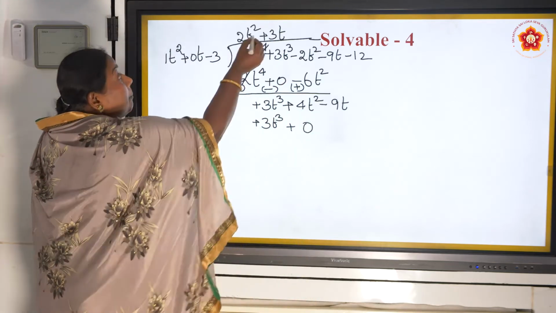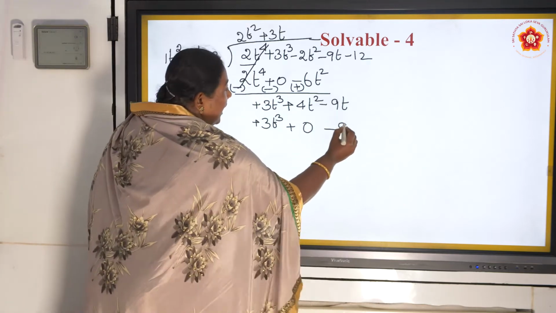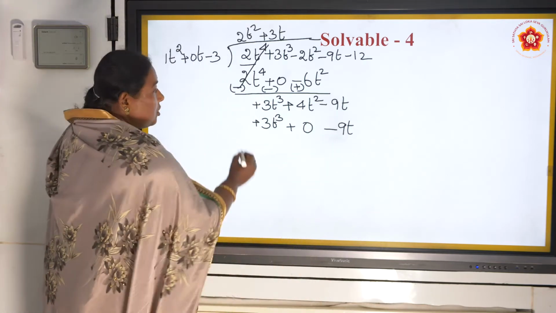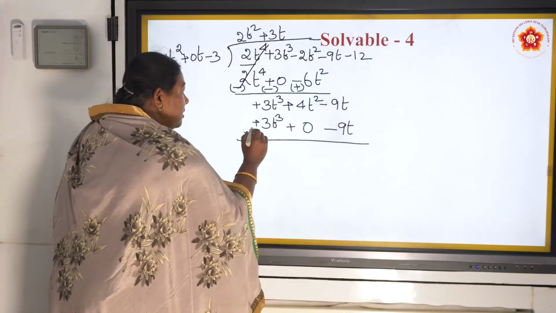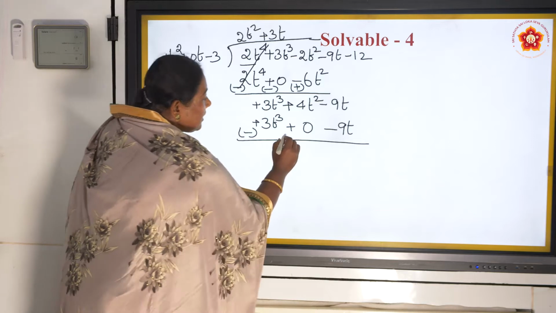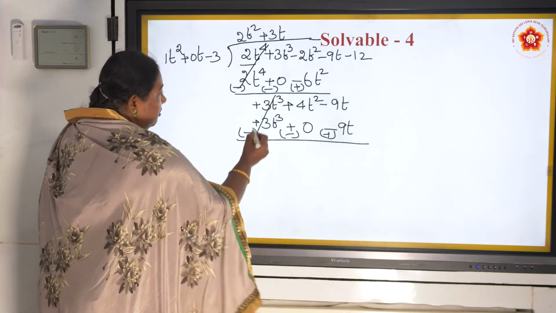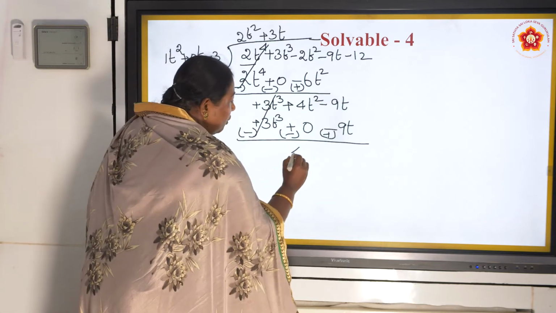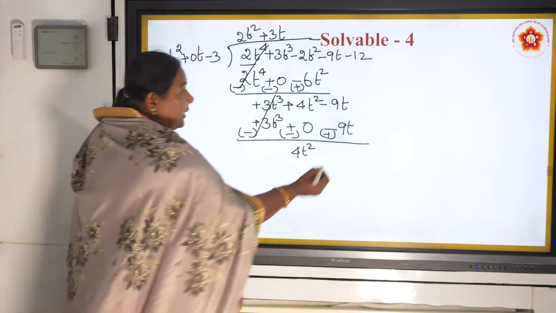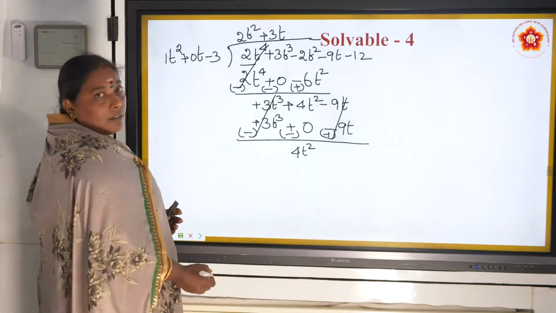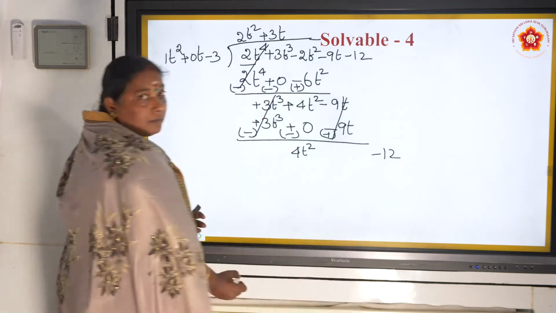Next 3 plus into minus, minus 3 into 3, 9 and t. So what I get? As per the rules, I have to change the symbol first. Minus, minus, plus. What I get? 3 minus 3 cancel. 4 minus 0, 4t square. Minus 9 and plus 9 gets cancelled. Okay. So the last one is minus 12.